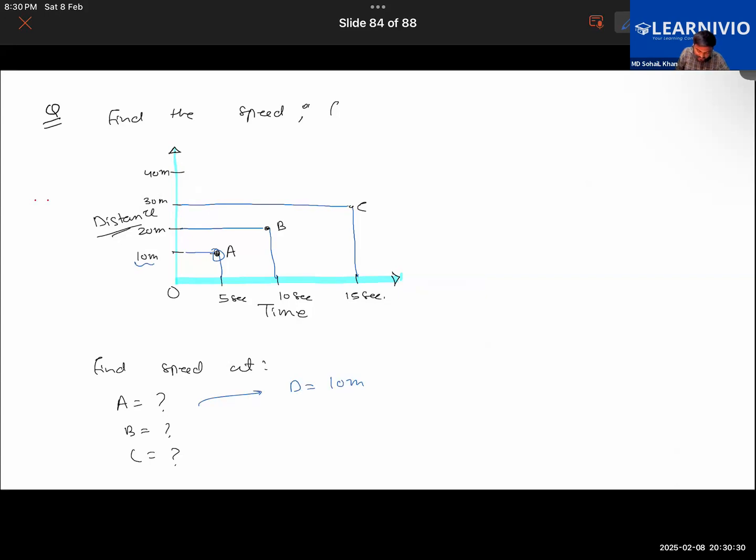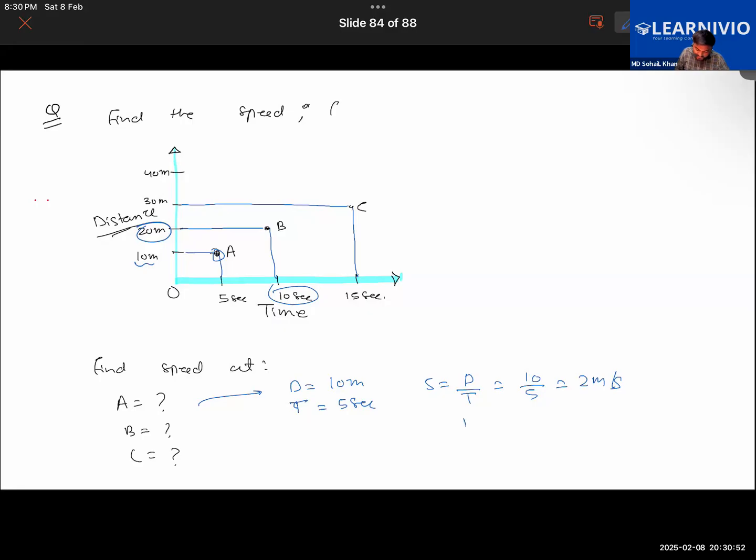10 meter, no? And time, 5 seconds. So speed is equal to distance upon time. So thereby 10 upon 5, that is equal to 2 meter per second. That one is correct. For B, you are answering 11 meter per second. No. At B, the time is 10 seconds and distance is 20 meter.